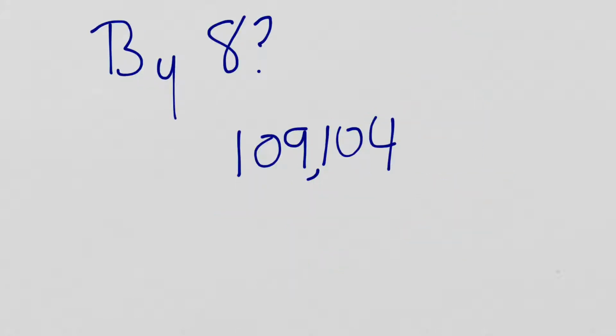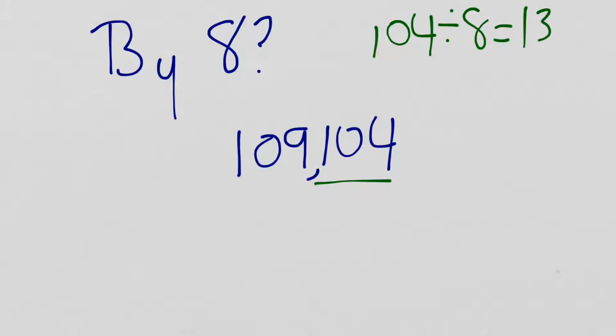Now, let's move on to 8. How do we figure out if a number is divisible by 8? Well, to do that, we need to look at the last 3 digits of the number. And we simply ask ourselves, are those last 3 digits divisible by 8? So we take 104, and 104 divided by 8 equals 13. So it is divisible by 8. So that means 109,104 is divisible by 8.